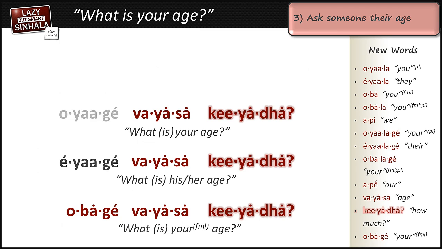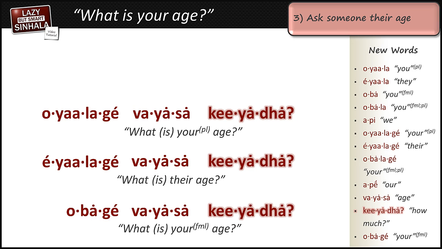For example, Oyalage vayasa kiyada is what is your age using the plural you. Ealage vayasa kiyada is what is their age, and Obalage vayasa kiyada is what is your age using the formal and plural your. Before we go on to section 4, here's a quick tip for you.